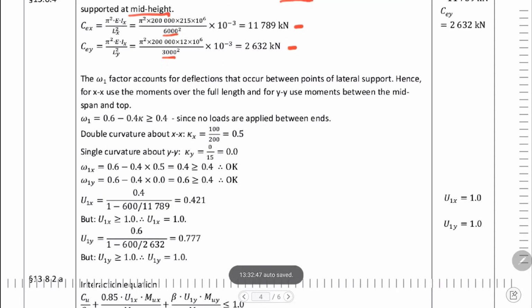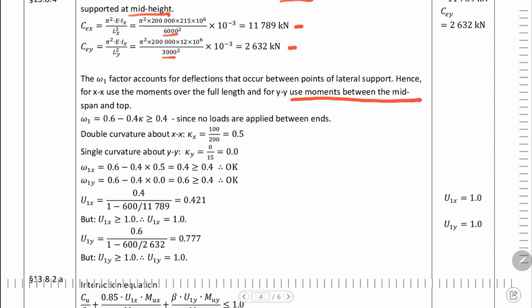The omega 1 factor accounts for deflection that occurs between points of lateral support. Hence, for XX, use the moments over the full length, and for YY, use moments between the mid-span and top. Now, why am I saying use moments between mid-span and top? Because worst case section.